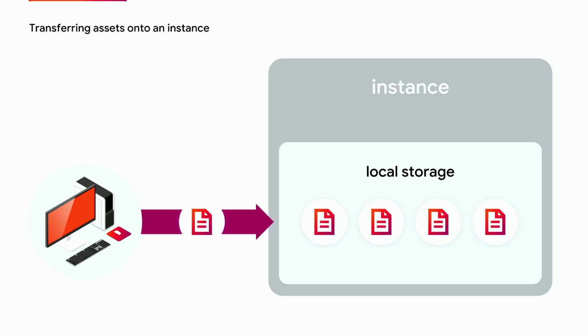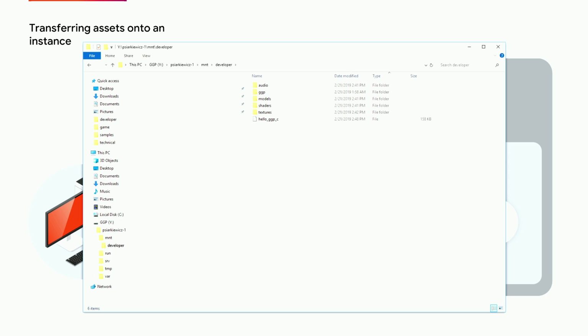So now you have an instance reserved. How do you transfer your game onto it? I'll show you the easiest way first. If you want to have the most familiar console-like experience, you can just manually copy assets over to the instance and hit run. Here I have my instance mounted on my Windows machine, and I can use Windows Explorer to move files around. On the Linux box, /mnt/developer is the path that contains your assets.